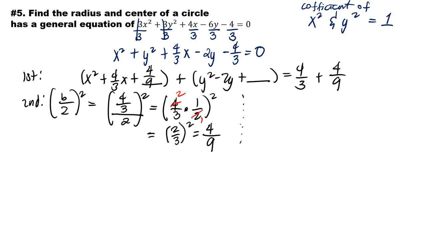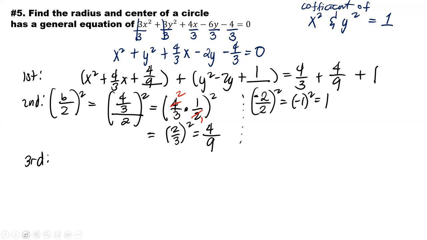Okay? So in completing the square for the value of y, it will be negative 2 over 2 squared, which is negative 1 squared, equal to 1. So 1 plus 1. And the third step: the factored form. Where do we get it again? From b over 2. So it will be x plus 2/3 squared plus y minus 1 squared is equal to, find the value of the radius.